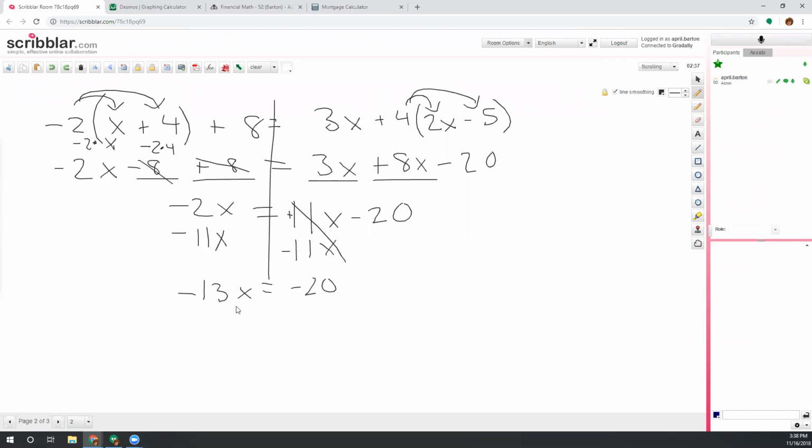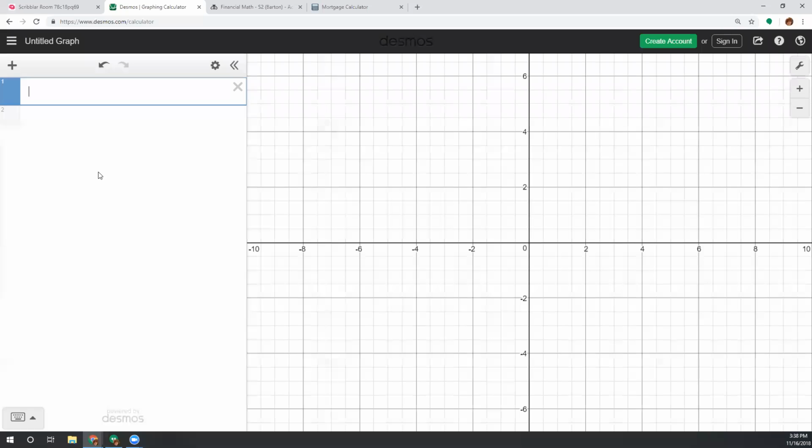But then the final step is almost always the same. Usually the final step is division. And in this case, negative 20 divided by negative 13, that's not something we really want to do in our head or by hand. That's something we want to do in a calculator.